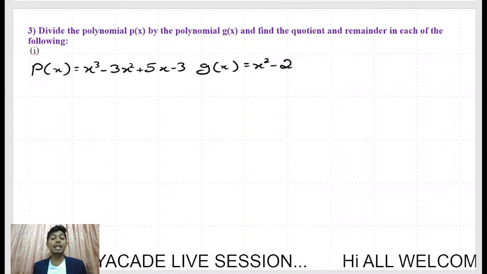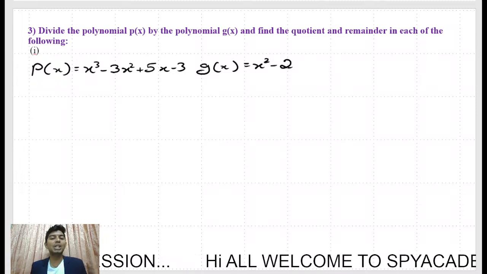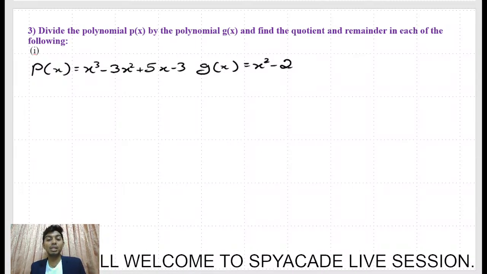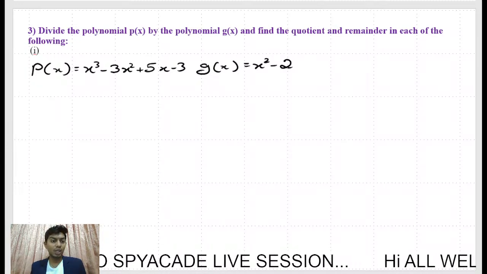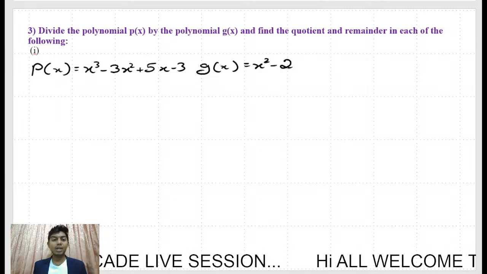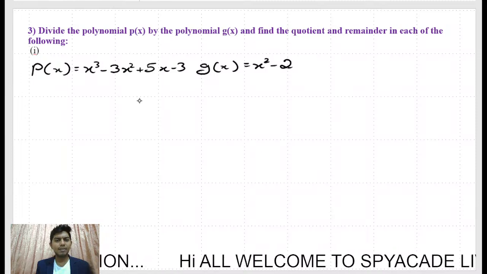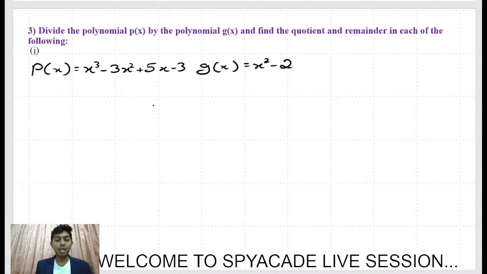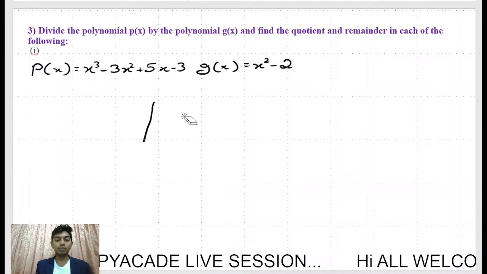Yes, let's move on to the next part. Yeah, the most lovable question in polynomials. Divide the polynomial p of x by the polynomial g of x and find the quotient and remainder in each of the following. Okay, so let's try to solve this. The first one is p of x they had given. Hope you all know this, but still please listen very carefully. It will be very easy for you, if you listen now.